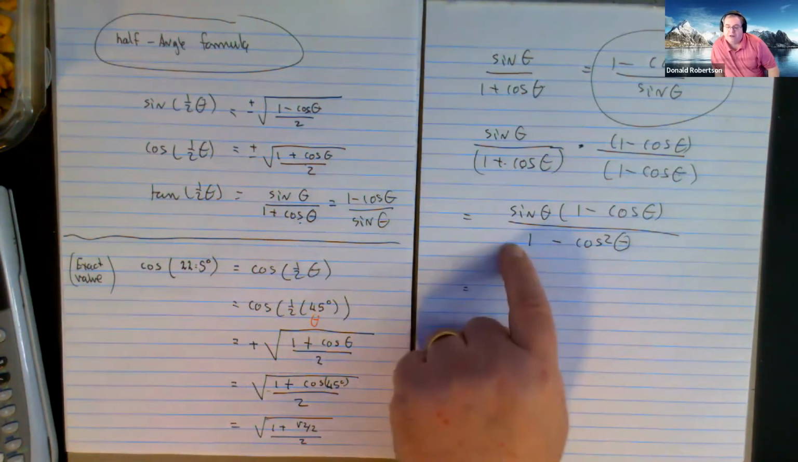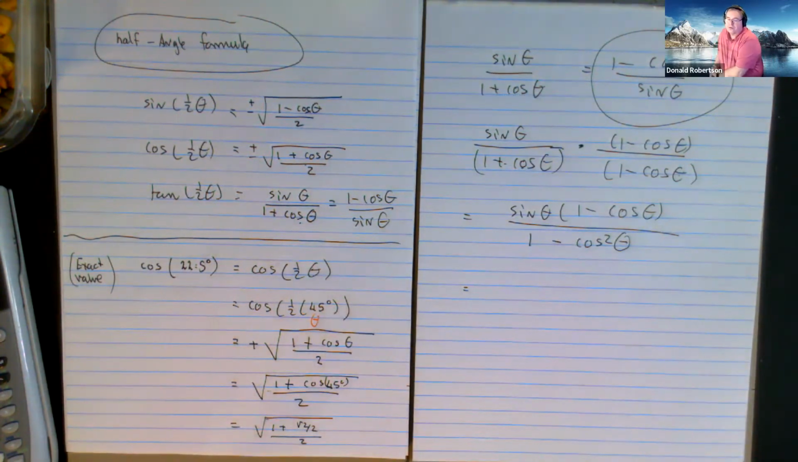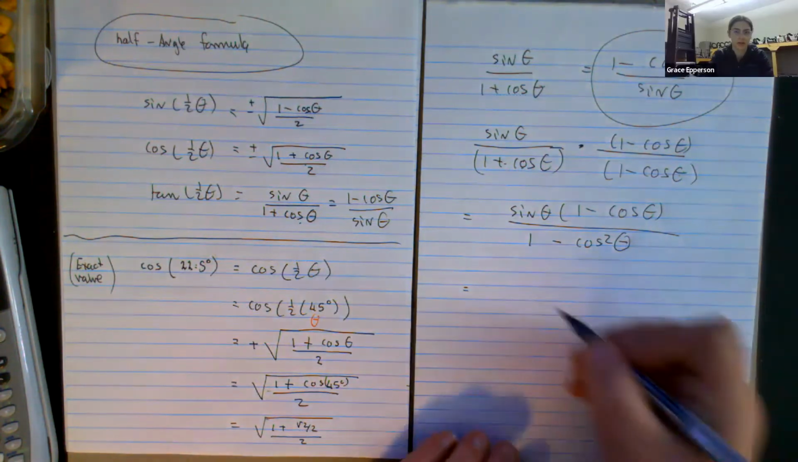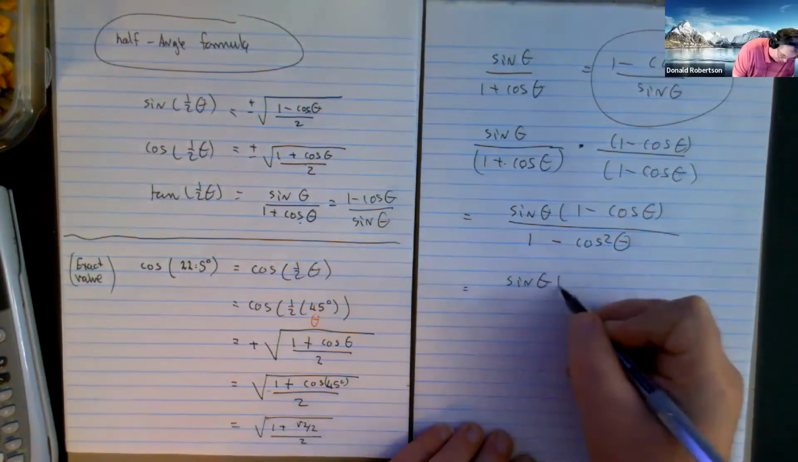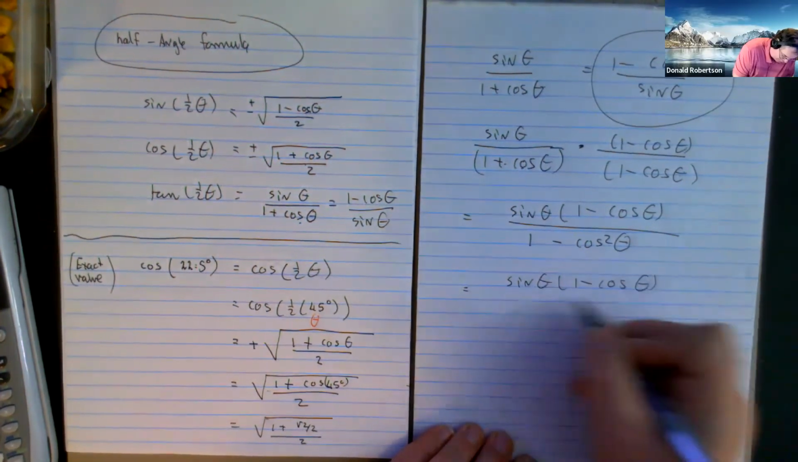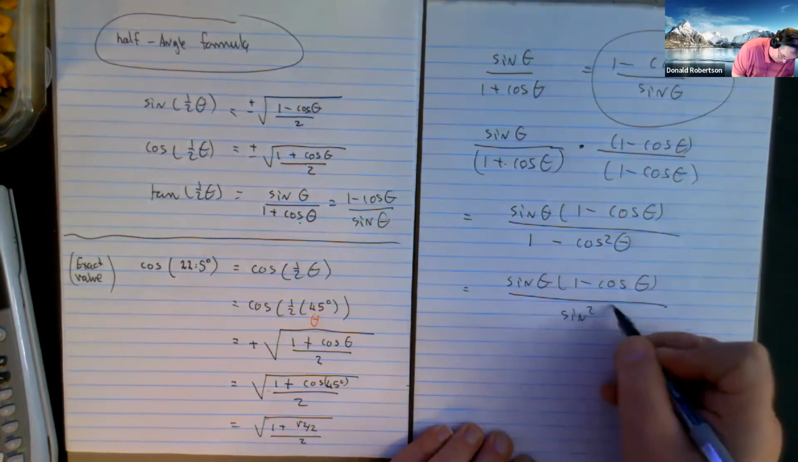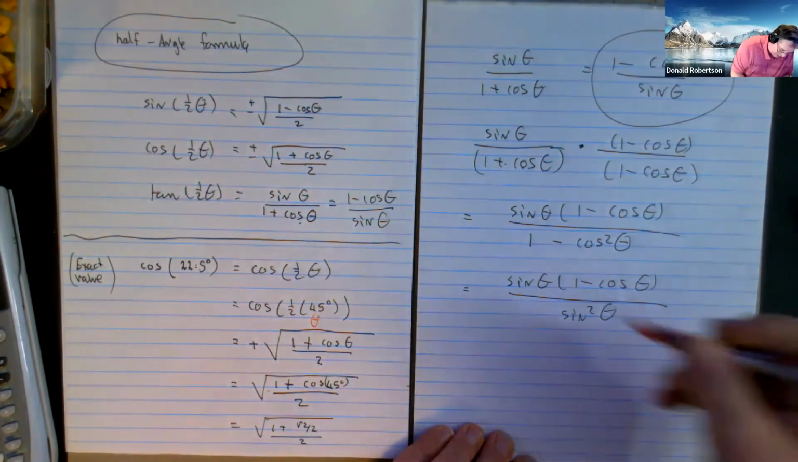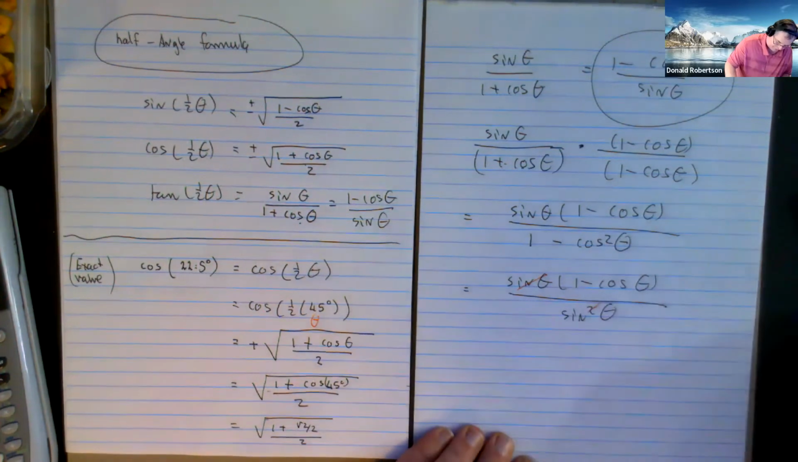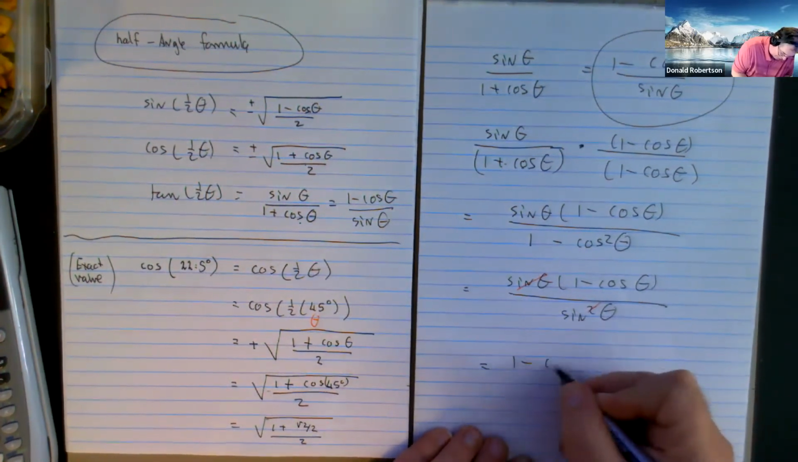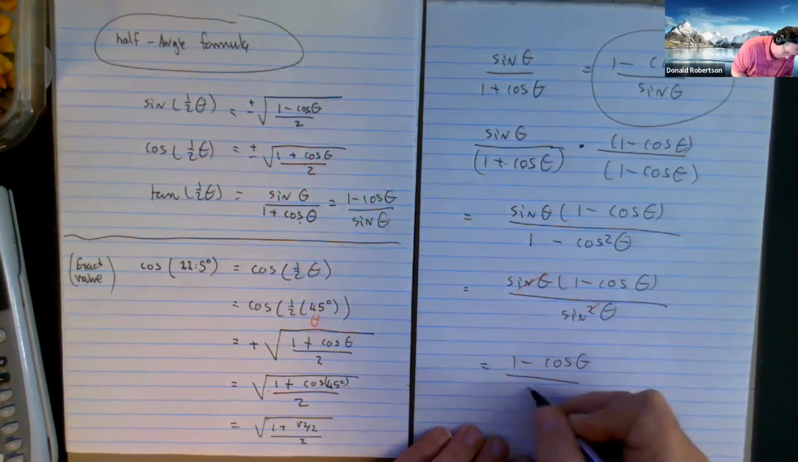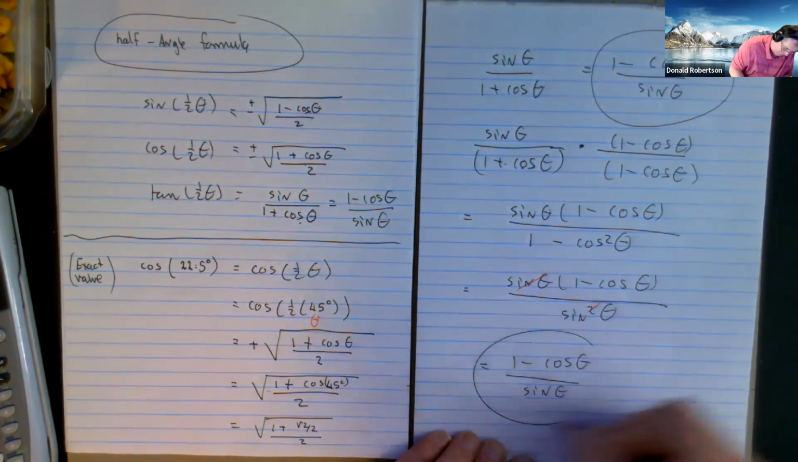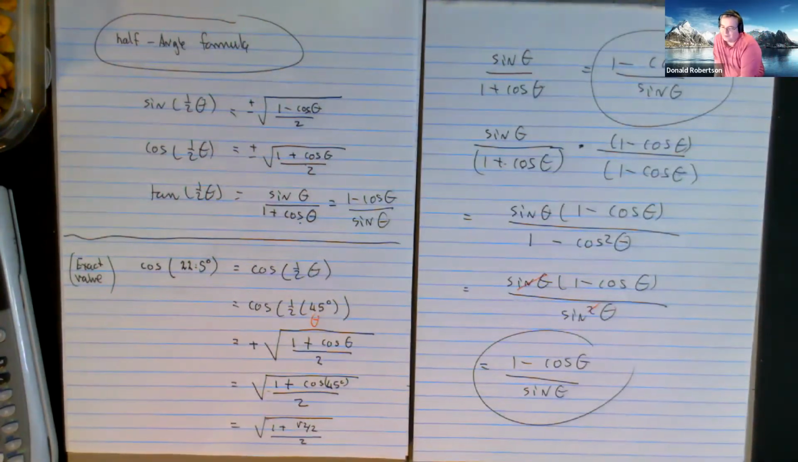Does anybody recognize what 1 minus cos squared is? What's 1 minus cos squared theta equal to? Sine squared x or theta. Well, yeah, whatever letter happens to be in the question. And can I now cancel this with one of those? And I am now left with, isn't that kind of cool?